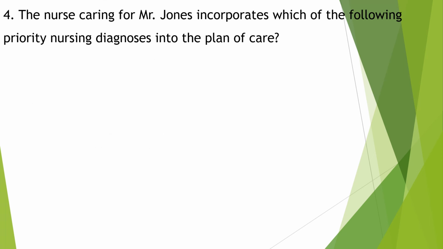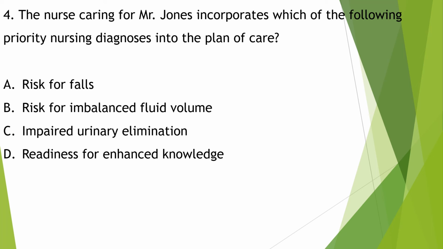The nurse caring for Mr. Jones should incorporate which of the following priority nursing diagnoses into the plan of care: risk for falls, risk for imbalanced fluid volume, impaired urinary elimination, readiness for enhanced knowledge. The priority nursing diagnosis for Mr. Jones is risk for imbalanced fluid volume because of his renal impairment, which places him at a high risk of developing fluid overload. Although Mr. Jones is at a risk of fall, this is currently not the highest priority nursing diagnosis.